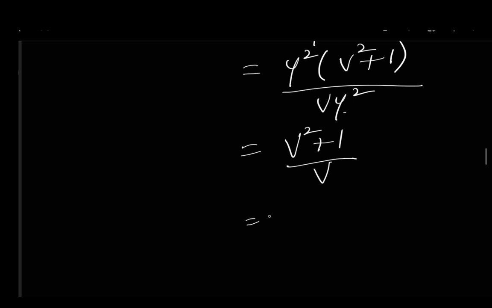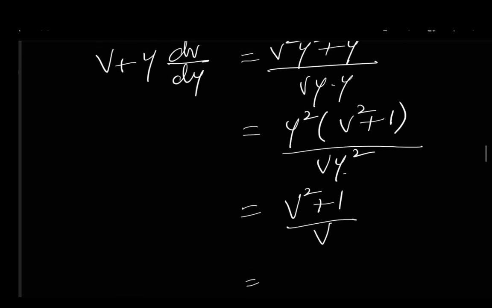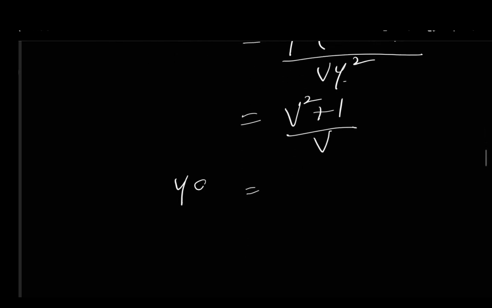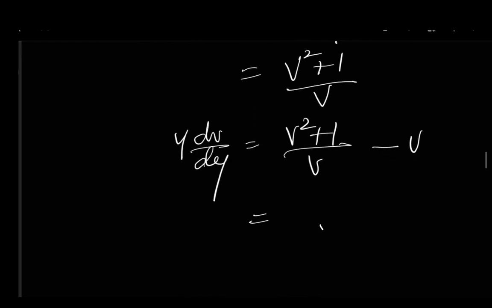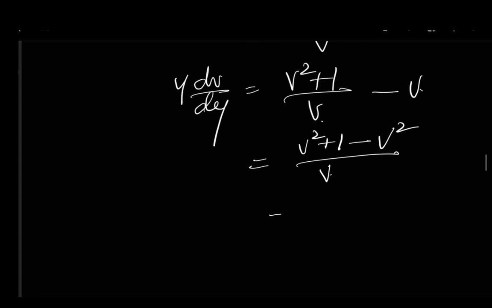See, actually what is this here? V squared, just you keep as it is. You take this v to the other side. So left side term you are getting y dv by dy. This is v square plus 1 by v minus v. When I take this v to the other side, minus v. Take v as LCM. V square plus 1 minus v into v squared. So the answer is 1 by v. So y into dv by dy.